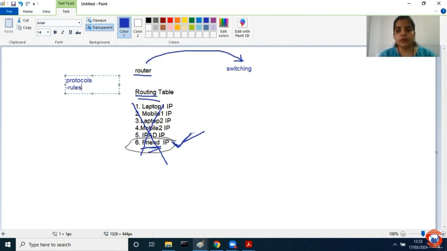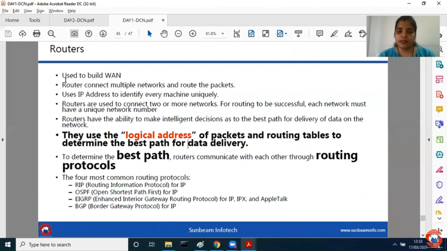Protocols are also called rules. Now, in your exam, sometimes questions are asked: what is RIP? Routing Information Protocol. What is OSPF? Open Shortest Path First. What is EIGRP? Enhanced Interior Gateway Routing Protocol. What is BGP? Border Gateway Protocol. So all these are the protocols when you talk about routers.